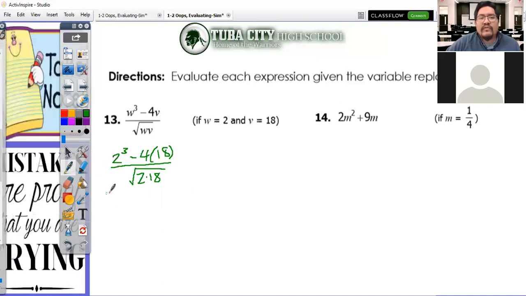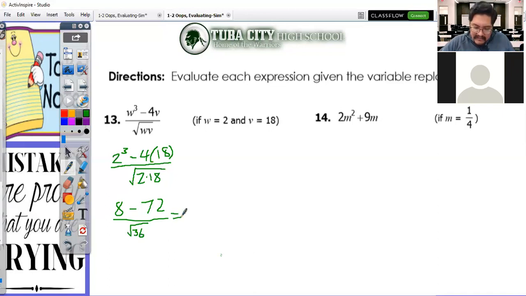So let's see, 2 to the 3rd power, so that means 2 times 2 times 2. So 2 times 2 is 4, and 4 times 2 is 8. So that means this number will be 8 minus, and then 4 times 18. So 4 times 18 is 72. So 72 over, and then 2 times 18, that would be 36. So root 36.